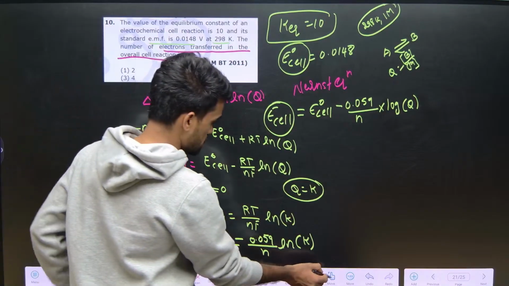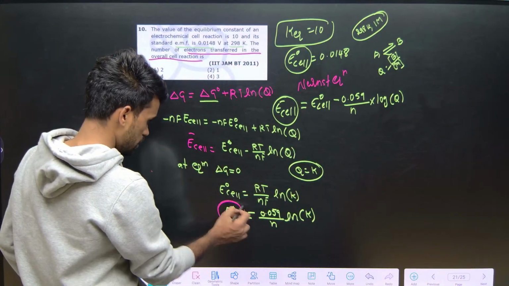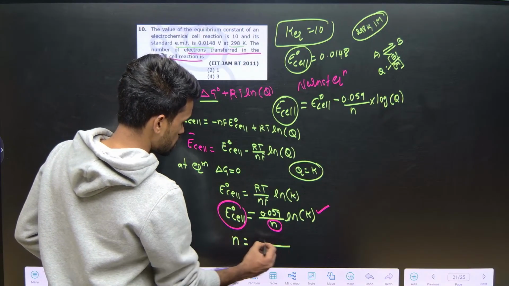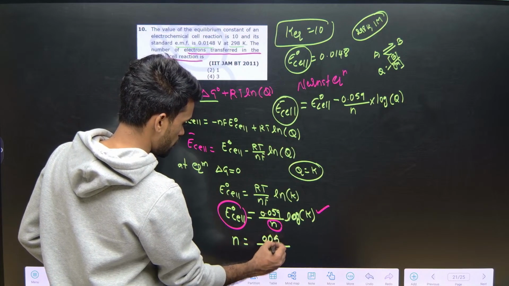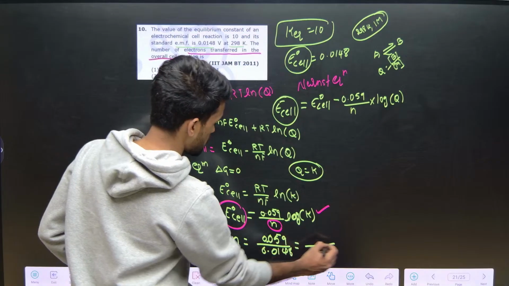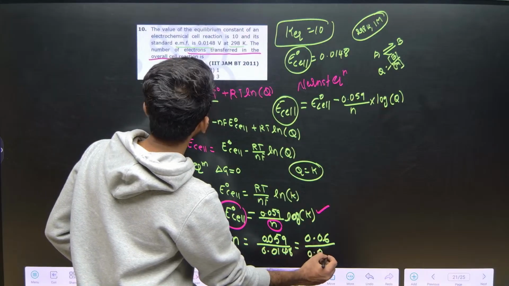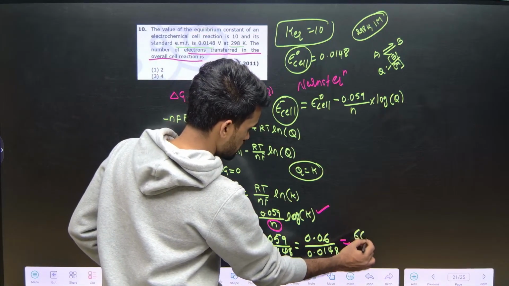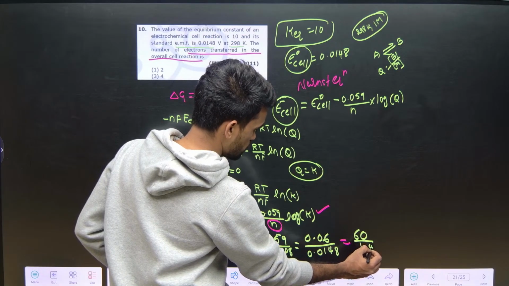Now if you compare this equation with the data given, they have given E naught cell, they have given K, and they are asking just about the n value. So now I am writing n is equal to 0.059 by E naught cell times log K. n is how much? 0.0148. You can write this as 0.06 by 0.0148. So this is nothing but 60 by 1.5, around 1.48, that is 1.5 you can take.